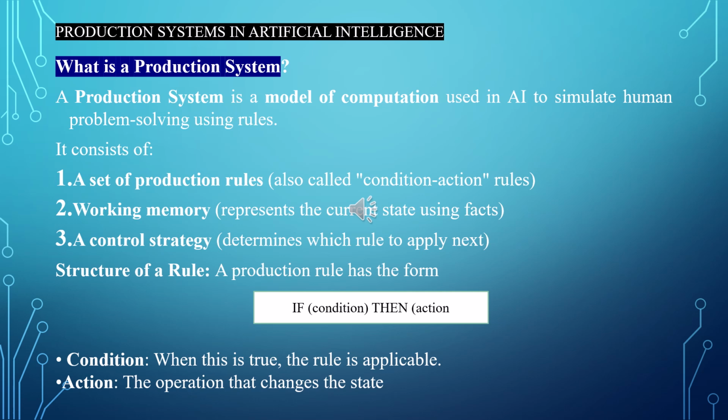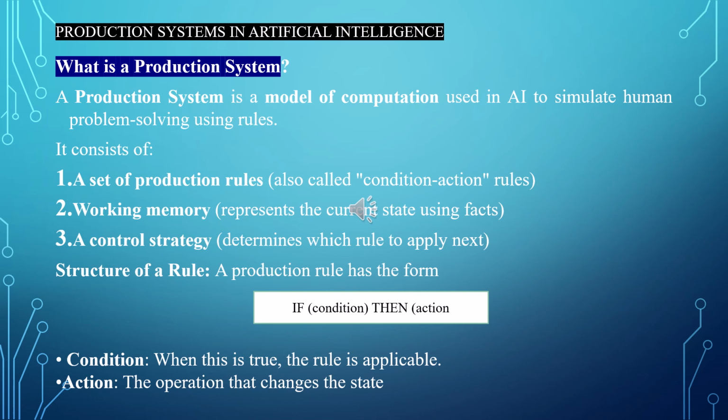The control strategy determines which rule to apply next. The structure of a production rule is: if condition, then action. The if part is the condition and the then part is the action. Condition means when this is true, the rule is applicable. Action is the operation that changes the state.